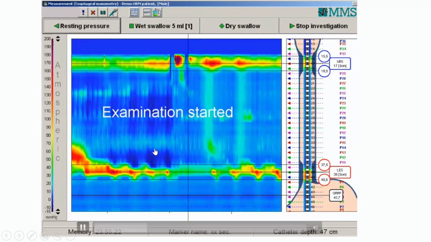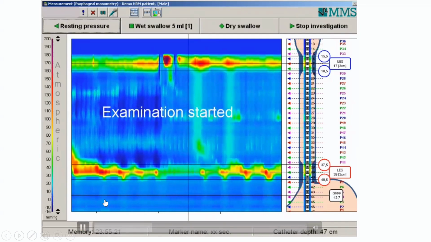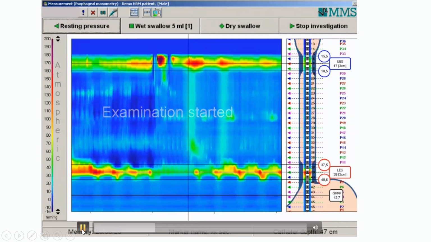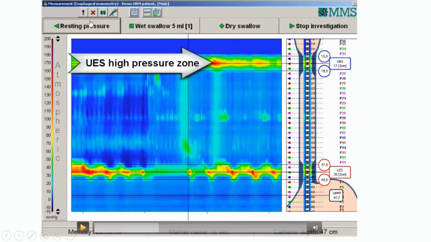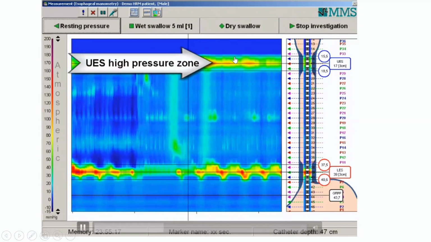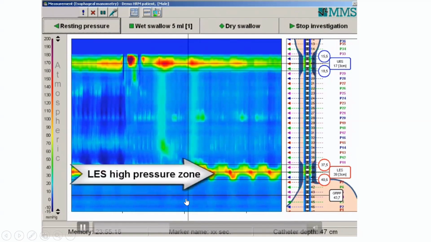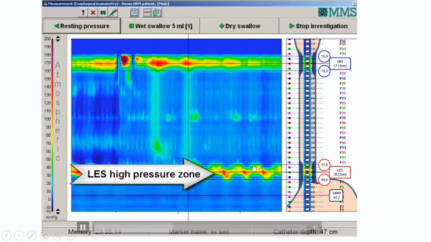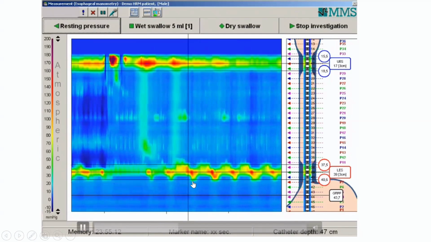You can see this is where we started the examination. We start as per protocol. We start with the resting pressure by pressing here. Resting pressure means there is no swallow. So this is the UES resting pressure, and this is the LES resting pressure also.